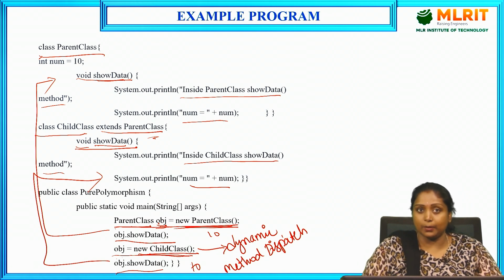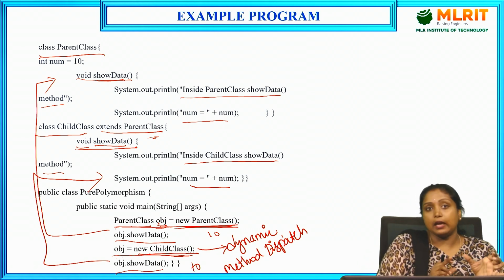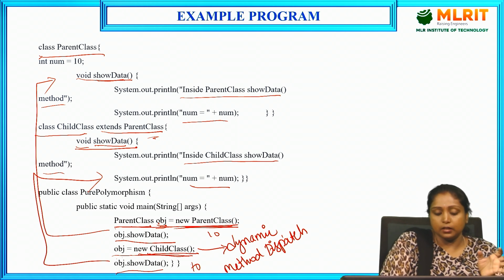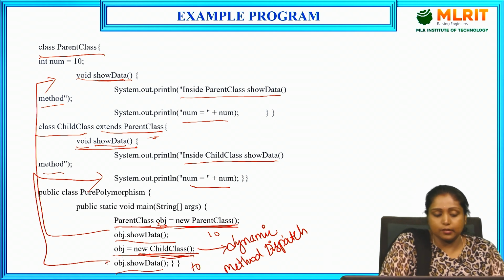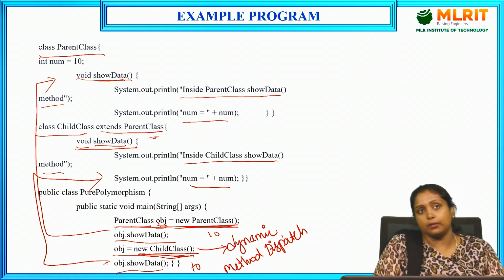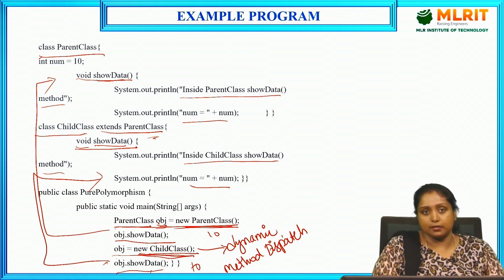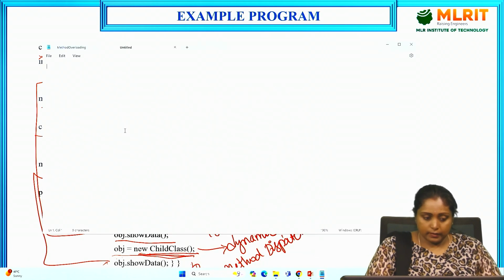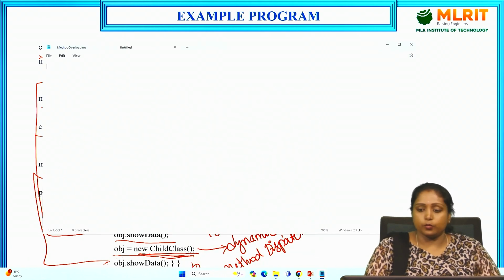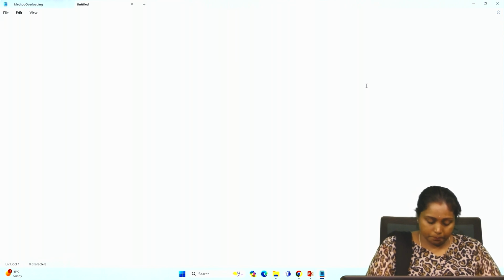Dynamic method dispatch is whenever you are creating a reference of the parent class in order to have the child class constructor. With respect to the child class constructor, whenever the method is overridden, it will call only the child class method. So, let me go with an example program here. The same example, I just want to show you how it will look.